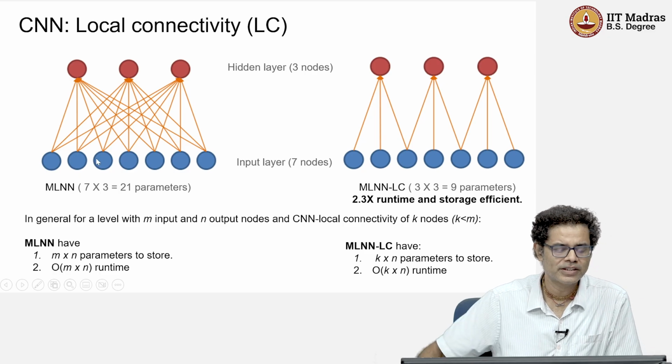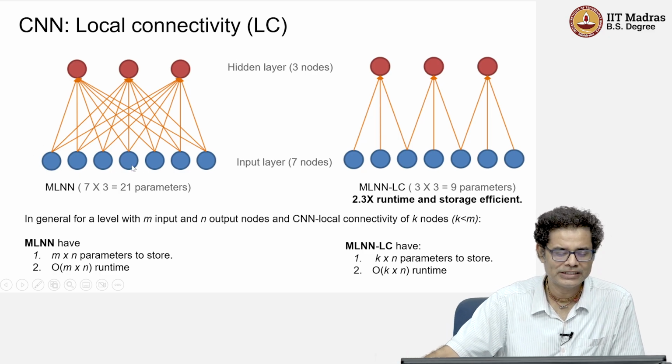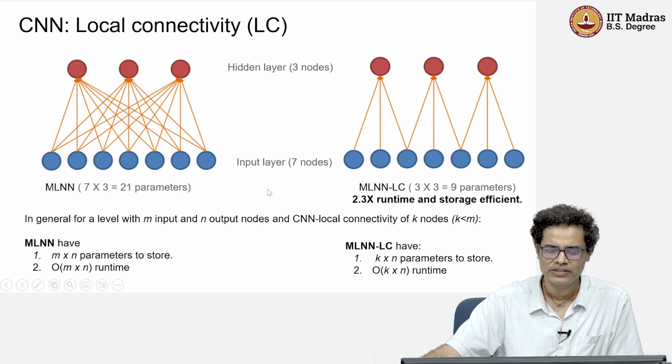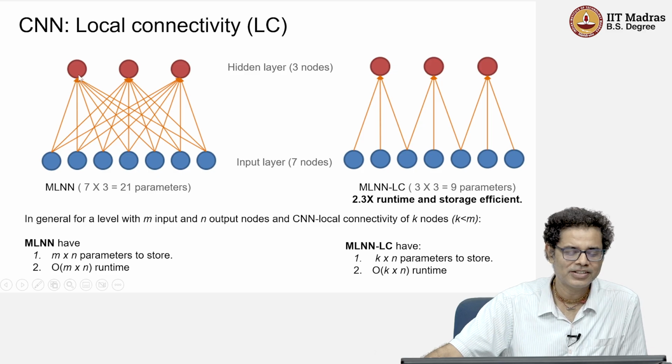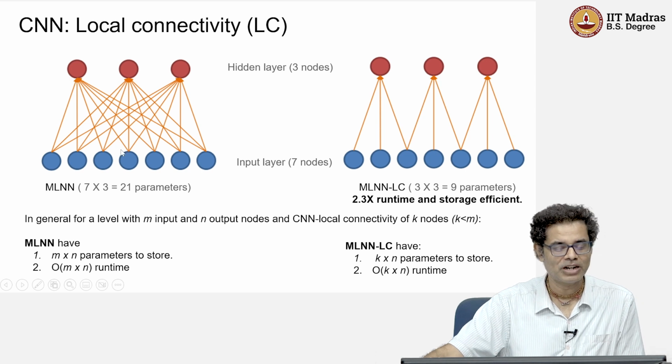Local connectivity means, for example, let's say you have 7 input nodes and 3 output nodes: a hidden layer with 3 nodes and an input layer with 7 nodes. Now, if I do MLP, then each node is connected to every other node. If I look at this node, it is connected to all 7 nodes. So how many multiplications do we need to obtain even one node? I need 7 multiplications: W1 times this node, W2 times this node, W3 times this, and so on. Since there are 3 nodes here, it's 7 times 3. So many parameters and so many multiplications.